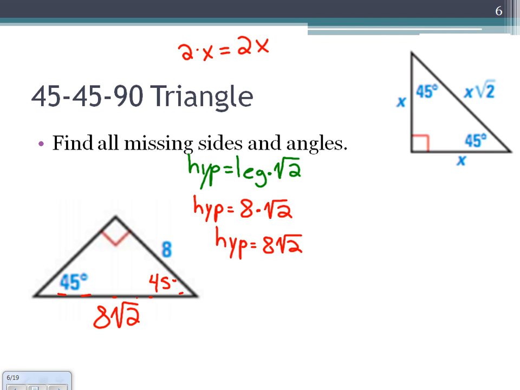Then it would not be this special type of triangle. Marshall asked, what if there was a 9 over here? How would you know which one to pick? And this is a great question.